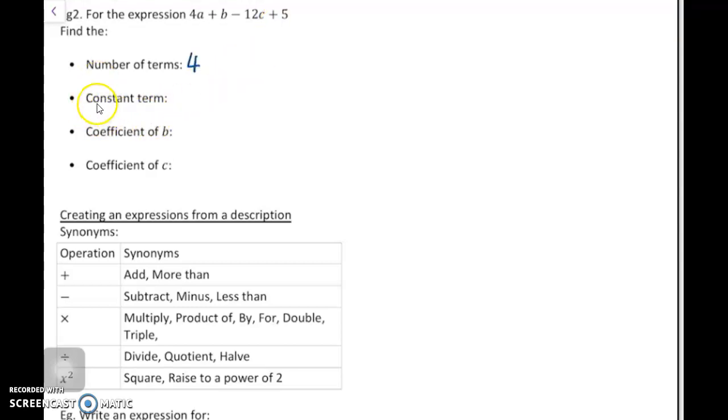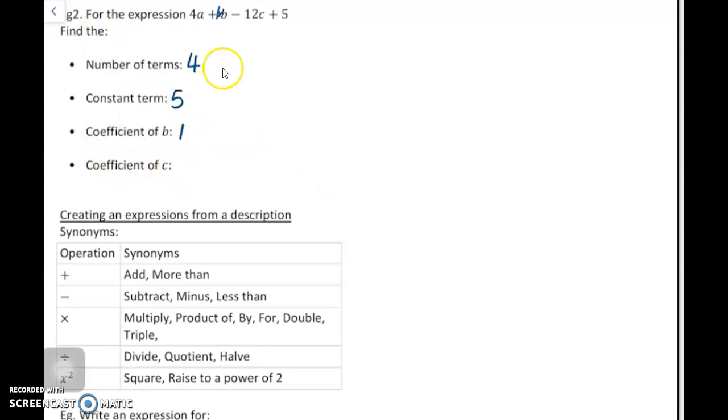Okay, the next question is, what's the constant term? Remember, that's the number without the pronumeral. And so that's the 5. The coefficient of b is the number in front of b. Now, in this case, we don't have a number in front of the b, which just means we had 1 of b, and so the coefficient would be 1.